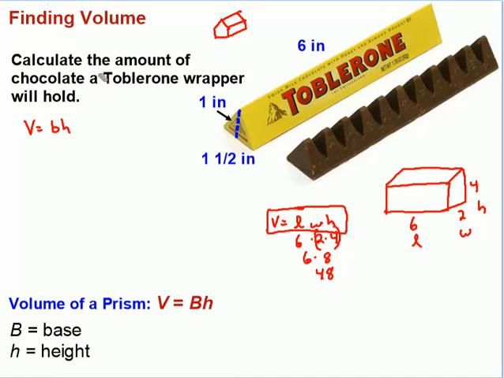We're going to calculate the amount of chocolate a Toblerone wrapper will hold. We saw this last time. This little chocolate bar is in the shape of a triangle that's been stretched out really long. And that is exactly, by the way, we usually use a capital B for base. That is exactly what we're going to be doing. We're going to find the area of this triangle, and then multiply that by the length of the chocolate itself, or the package in this case. So let's find the area of our triangular face.